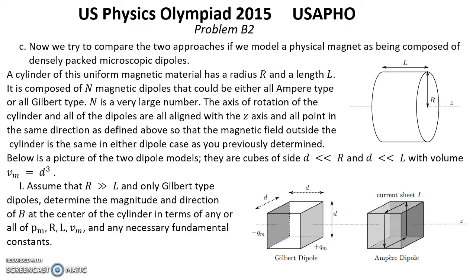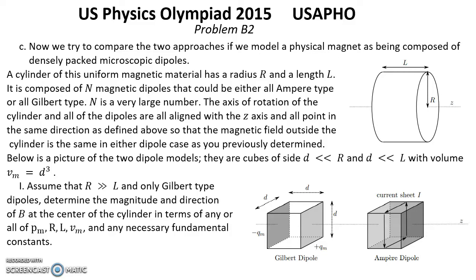The axis of rotation of the cylinder and all of the dipoles are all aligned with the z-axis and all point in the same direction as defined above, so that the magnetic field outside the cylinder is the same in either dipole case, as you previously determined. Below is a picture of the two dipole models.